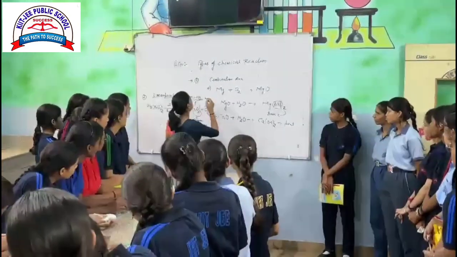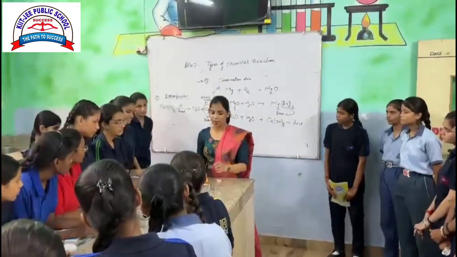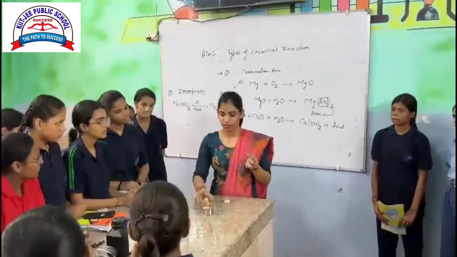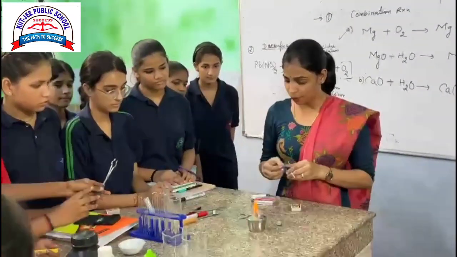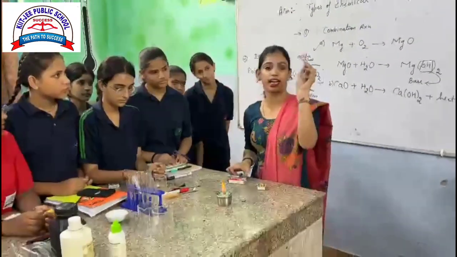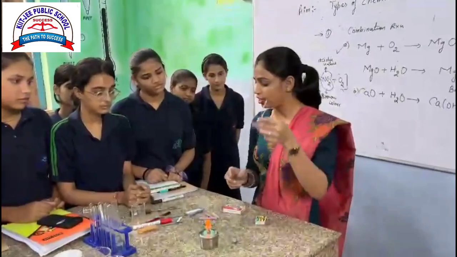So let's start part A. In this experiment we will need magnesium ribbon, spirit lamp, and red and blue litmus papers. These are red litmus paper and these are blue litmus paper. So let's start. This is magnesium ribbon.